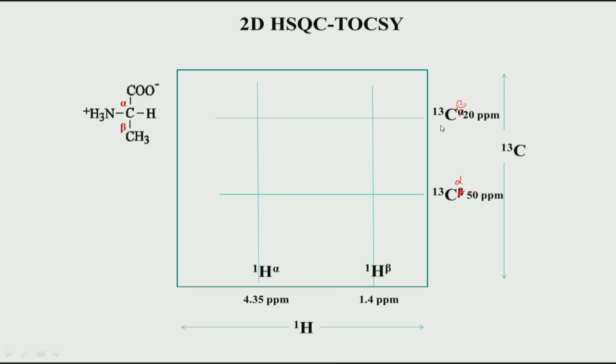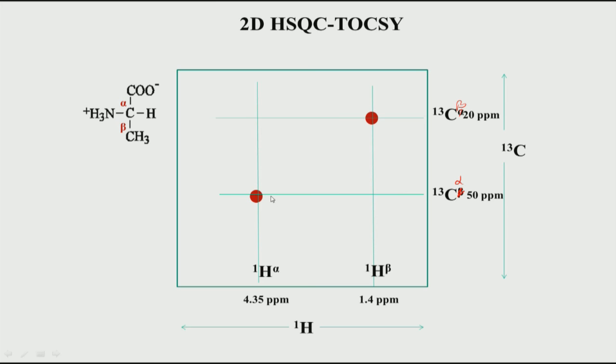So, now what happens in HSQC-TOCSY? Let us understand the peak pattern. So, first let us see the HSQC peak. For an alanine, where do you expect the HSQC peaks to come? You expect the HSQC peak to come at this position, this cross here, because a carbon beta is correlated to proton beta. So, that will come here, and similarly carbon alpha is correlated to proton alpha. So, this is a standard HSQC peak, this is what we expect.